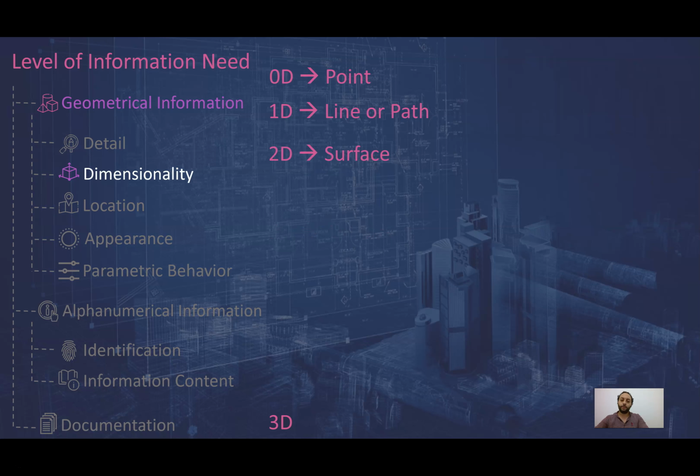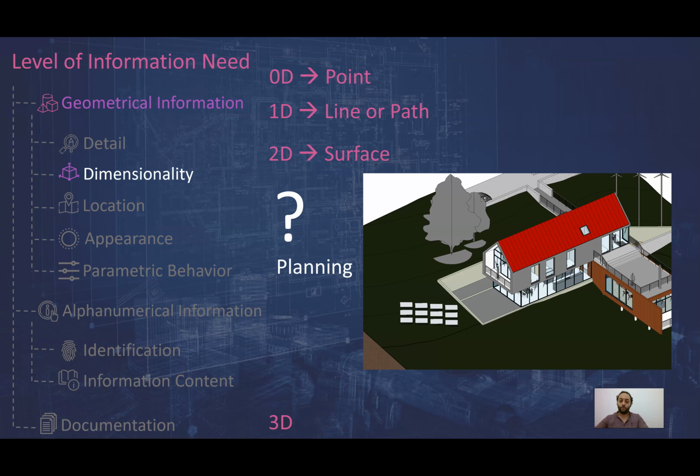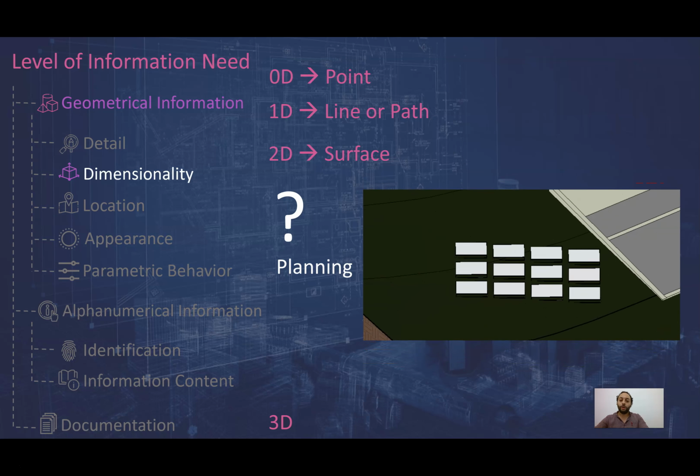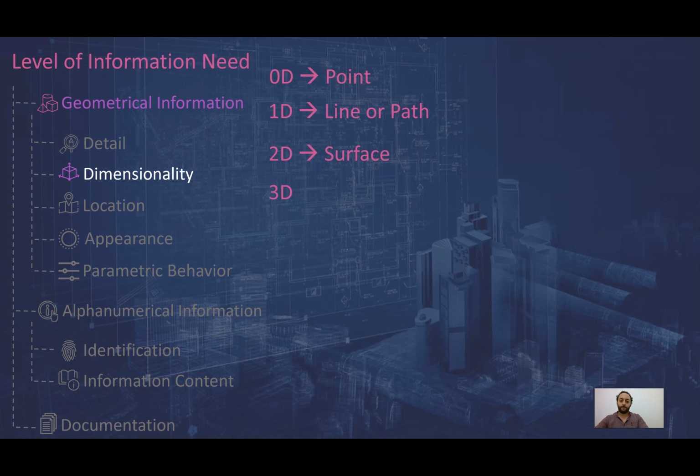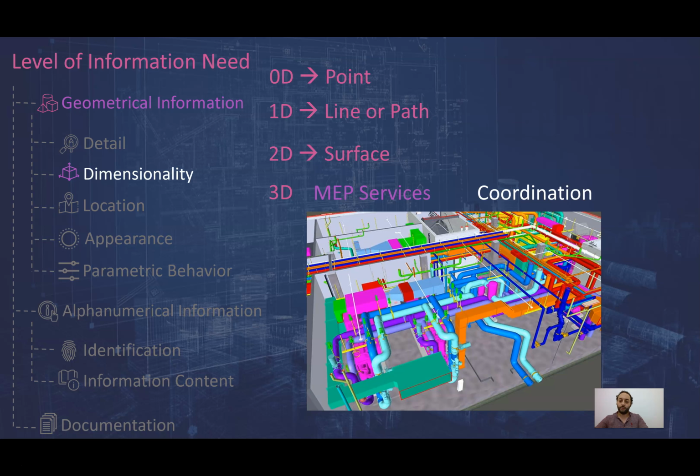2D, surface. Let me ask you a question. For this Revit model by Autodesk, for these PV panels, do we really need them as 3D, or are 2D surfaces enough for the planning stage? I think the answer is no. 3D examples, of course, are MEP services for coordination purposes and concrete structures; most of our models are 3D.